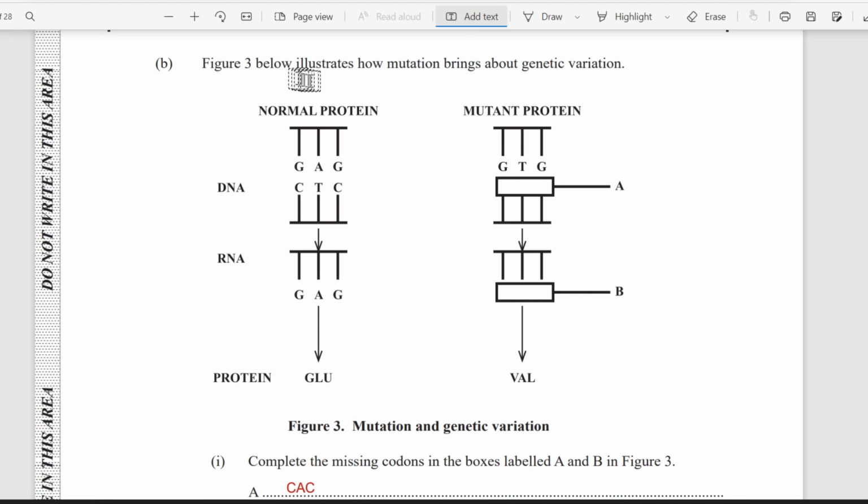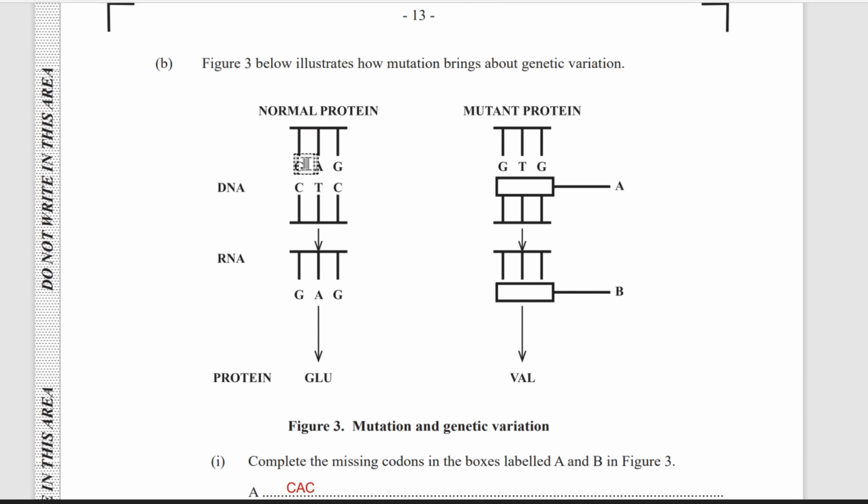Alright, so Figure 3 below illustrates how mutation brings about genetic variation. Here we have a normal protein, and we can see that the DNA here is GAG. But we have a mutant protein, with a point mutation or substitution. Instead of an adenine here, we have a thymine, right? A T. So what's happening here is that the complementary pair of this DNA is of course going to be different. And the RNA is going to be built differently, and of course that is going to translate into a whole different protein, right?